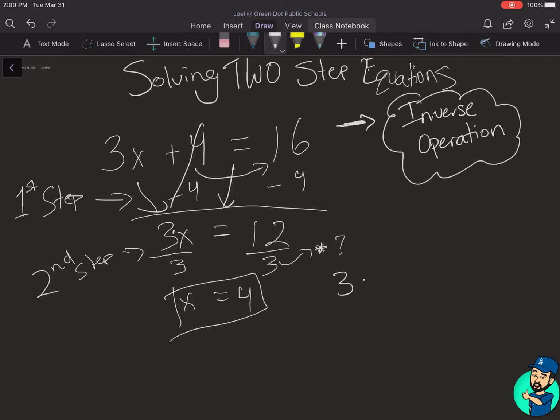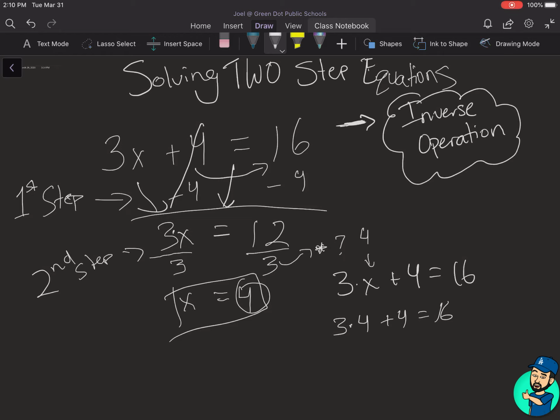3x plus 4 equals 16, which is 3 times x plus 4 equals 16. Remember, we got to substitute that x with the 4 from over here. So now we have 3 times 4 plus 4 equals 16.